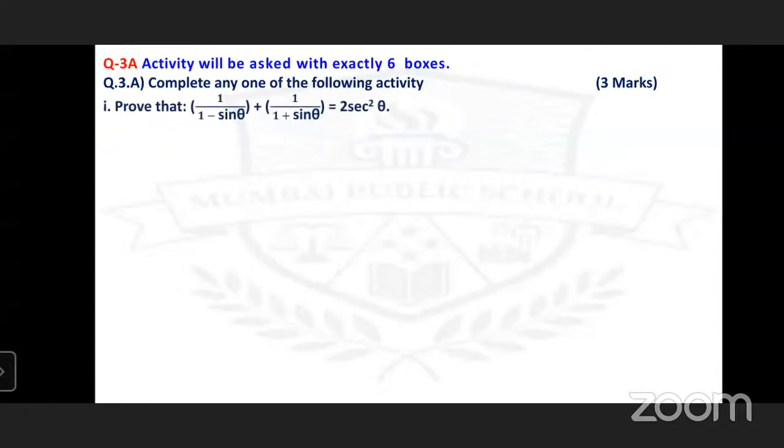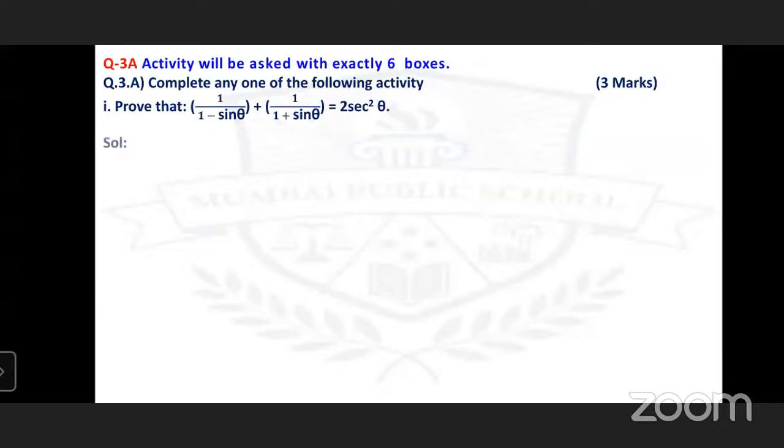Now first, prove that 1 upon 1 minus sine theta plus 1 by 1 plus sine theta is equal to 2 sec square theta. So it is an activity type question. आपके पास सबके पास अभी पेपर होगा और आप सॉल्व कर चुके हैं. तो देखिए इस क्वेश्चन में, see in this question boxes are given.